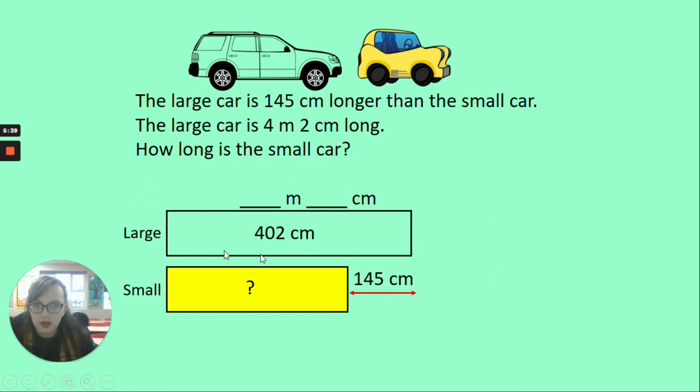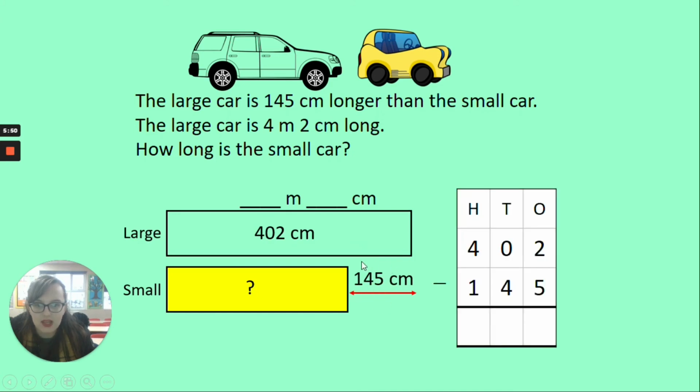I'm going to convert my 4 metres and 2 centimetres into one unit, into centimetres. So that's 402 centimetres. And now all I need to do is take away this amount here, and I'll be left with this amount, the size of the car. So 402 take away 145. Well, 2 take away 5 I can't do, so I'm going to have to make an exchange. I could be clever and change my subtraction here to a number that's easier to subtract from, but we're very good at exchanges in year 4.